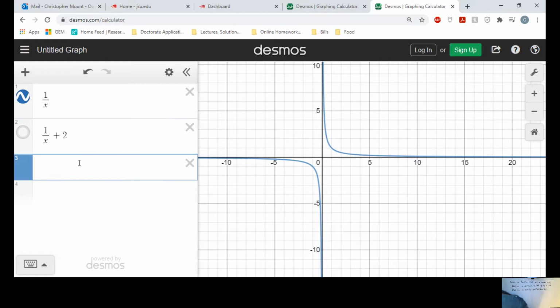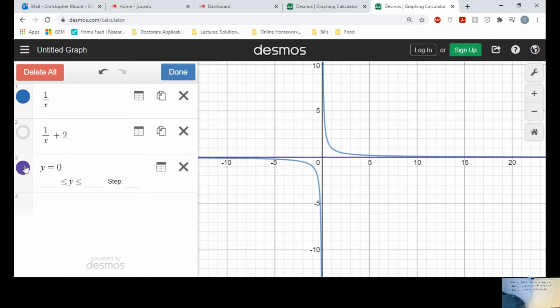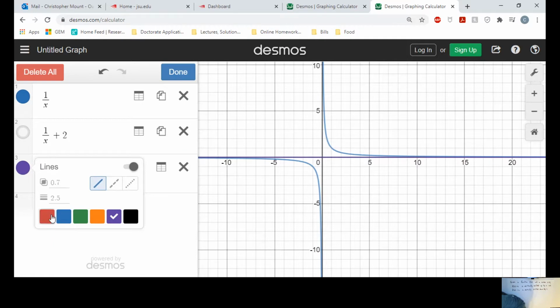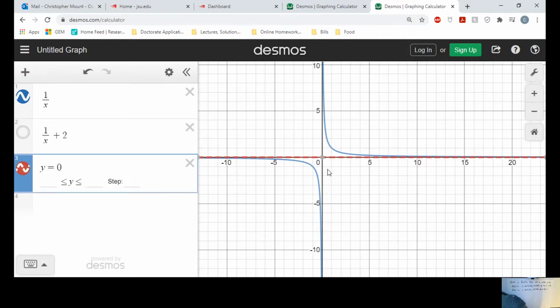So if you already have an asymptote on the x-axis, that's at y equals 0, right? y equals 0, that's the x-axis. And I'll denote it with a red dashed line there. So that's the horizontal asymptote for this base case.